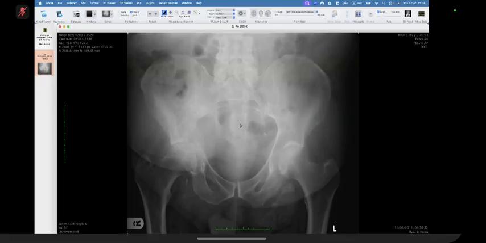Sacrum, lesser trochanters are fine, greater trochanters are fine, femoral necks. I cannot see any asymmetrical cortical thickening along the medial or lateral aspect of the femurs bilaterally. The iliac bones, iliac crests and wings, as seen in this window, appear unremarkable. I cannot clearly see the sacroiliac joints, unfortunately. Fine. Sacroiliac joints are fine.